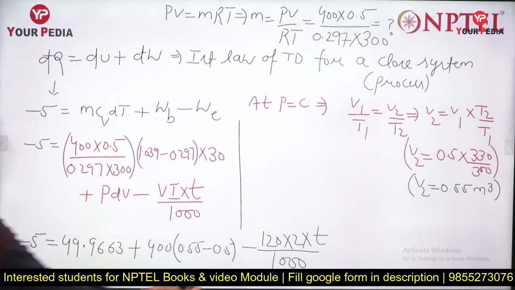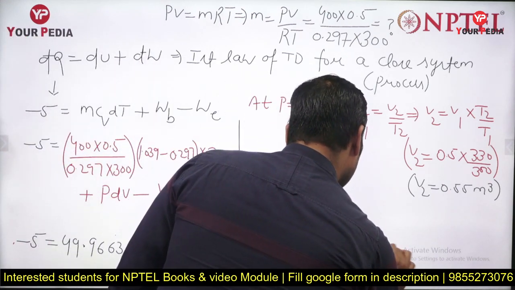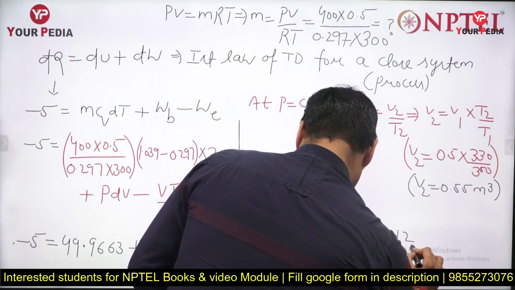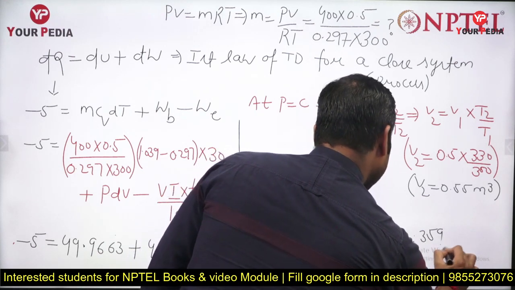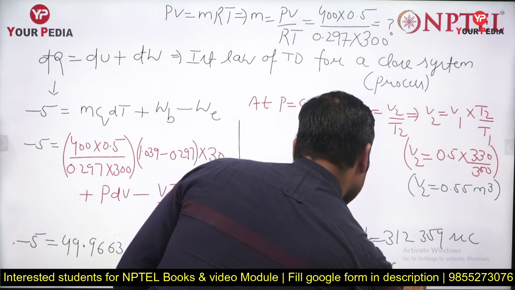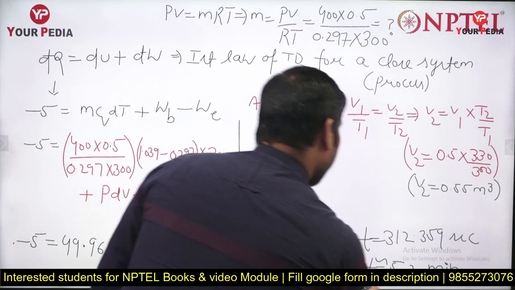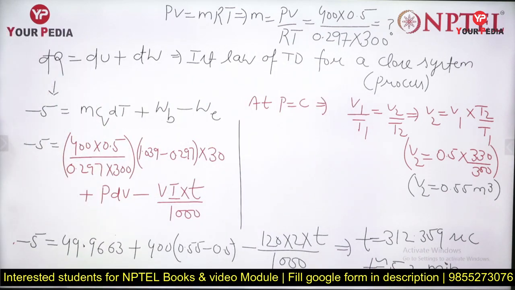If you solve this, you will get a value 20 and minus this. So guys, if you solve this entire thing you will get the time 312.359 second. And if you convert this into minutes, you will get the answer close to 5.2 minute. Okay, the final answer will be 5.2 minute.